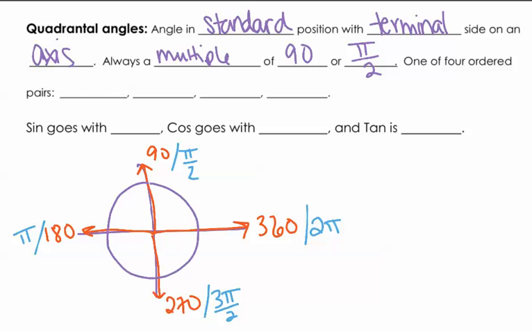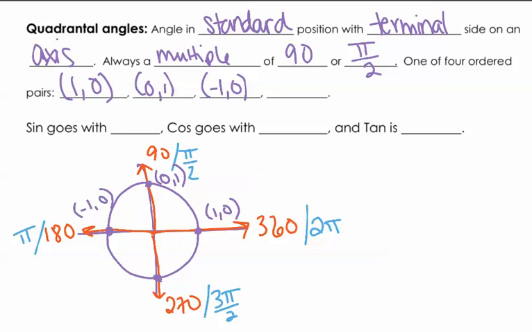So if I sketch that circle right there, and we think that the radius is 1, well, then we know that this ordered pair over here would be 1, 0. That's on my circle. If we go straight up to 90 degrees, my ordered pair would be 0, positive 1. If we go to the left, the 180 degrees, my ordered pair would be negative 1, 0. And if we go straight down to 270, my ordered pair would be 0, negative 1. So one of these 4 ordered pairs is what you're going to use to find your sine, your cosine, and your tangent.